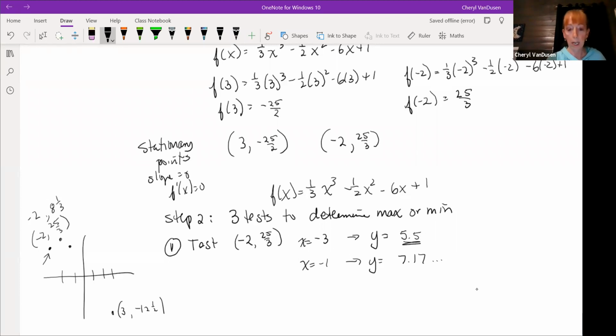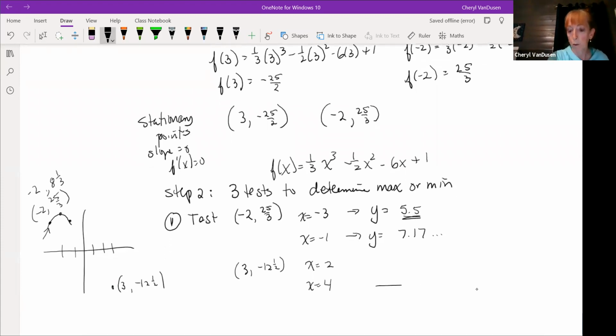Okay, so we see that by picking a number to the left and a number to the right, we can see that this is going to prove that this is a maximum. And then the next one you would do is you would go to 3, and well, it's about minus 12.5, and you would figure out what the value was when x was 2, perhaps, or you don't even have to go to another new even number, but I kind of like that. Find out what x is equal to 4, and then find your y values. I'll leave that with you to do.